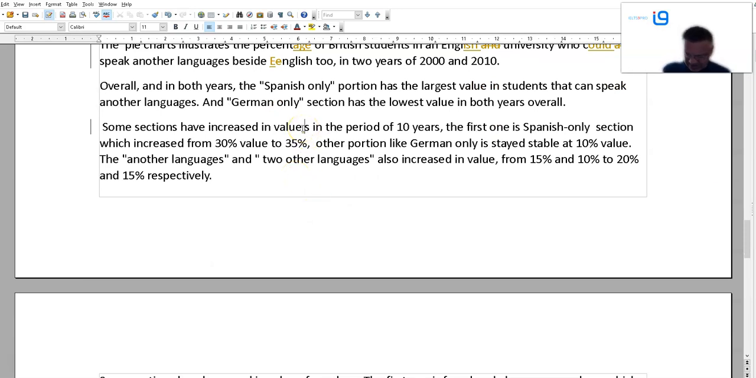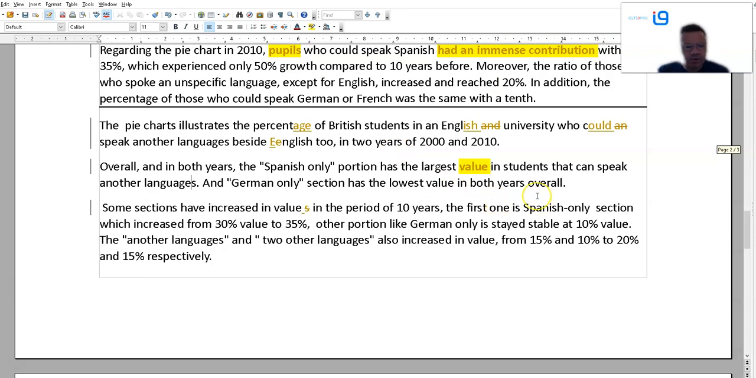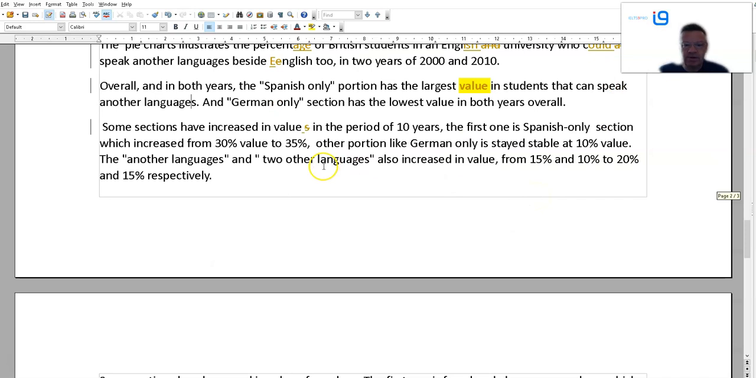It's not increasing value, it's an increase in numbers. It's not a value, is it? As the largest, what's this? As the largest family of students that can speak another language. Or so is it other languages or another language? Is it singular or plural that you mean there? And German only section has the lowest value in both years overall. So, okay.